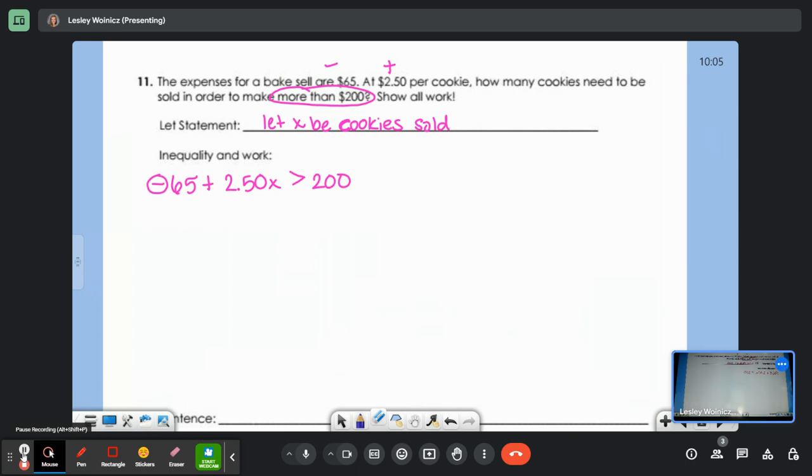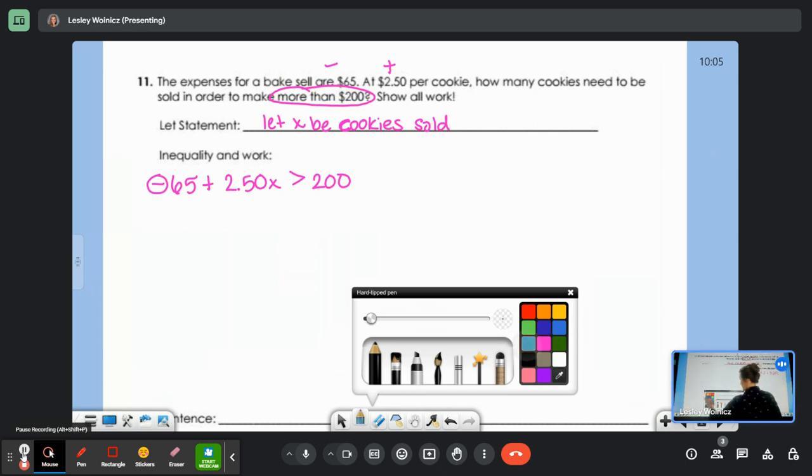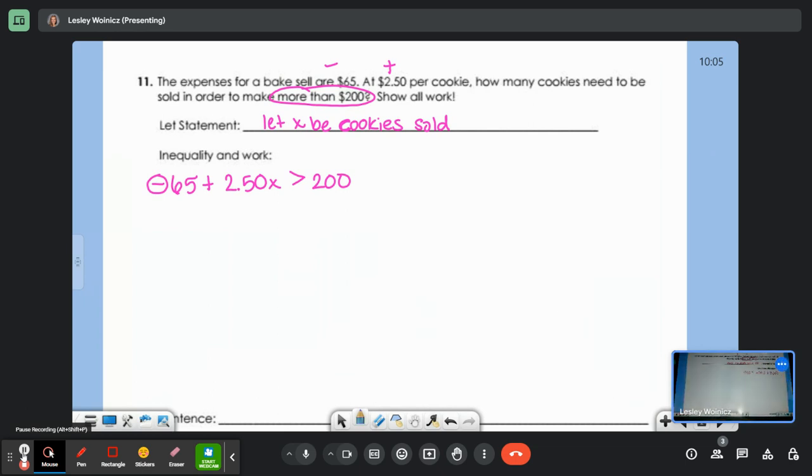Okay, so let's solve it. How do we get rid of the negative 65? Doesn't it make sense that if we want to make over 200, we've got to make over really 265 to cover our $65 worth of expenses? Okay. So we'll have 2.5x is greater than 265.